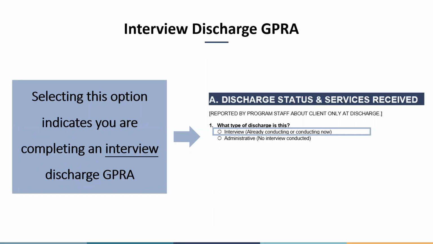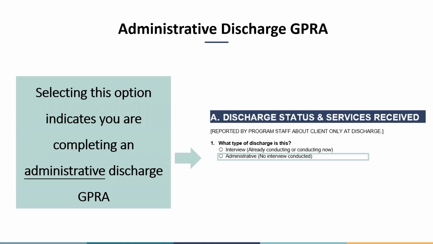When you select that you're completing a discharge GPRA, when you identify that in the online form, you need to specify what kind of discharge it is. If you're conducting a full interview, then select this highlighted option and complete a series of questions related to the client's discharge status. Then the survey will instruct you to go on to the rest of the survey. And if you're doing an administrative discharge, similarly, you would check administrative and the survey will then know to direct you to a series of discharge status questions that apply and then complete the survey.